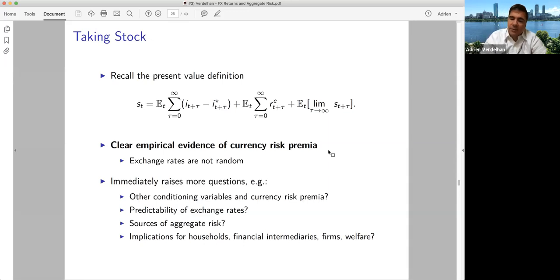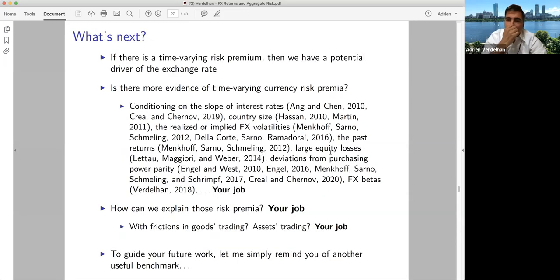Okay, so I have after that a series of suggestions, ideas of things that could be done. But before I can tell you what could be done, I need to tell you, in some sense, what people have done over the last 10 years. A lot of people have looked at other sources of risk and whether they are priced or not in currency markets. So on this slide here, you have just a bunch of examples.